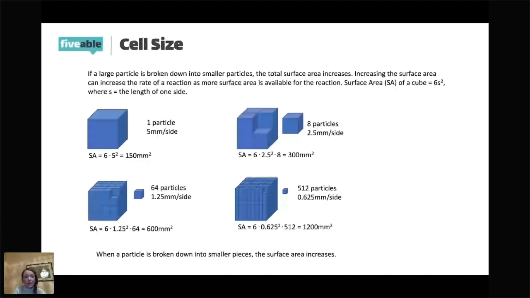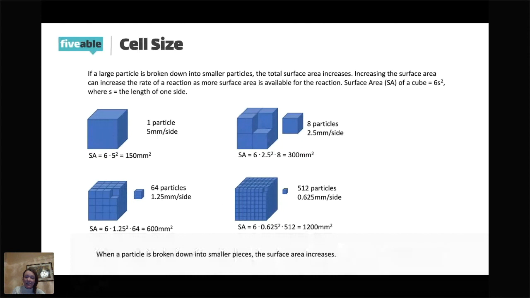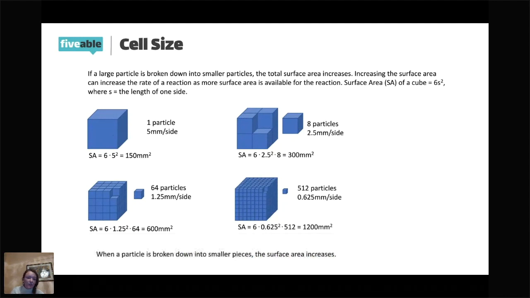So as you can see, we have this one cube. And again, our total volume has not changed, but the individual volumes have gotten way, way smaller, whereas our surface area of the total thing has increased a ton. So here we have a surface area of 150 millimeters squared, whereas down here, when we've broken it up into 512 particles, we have a surface area of 1200 millimeters squared. Okay, so almost 10 times the surface area, where we've decreased the volume pretty substantially. So our surface area to volume ratio has skyrocketed.